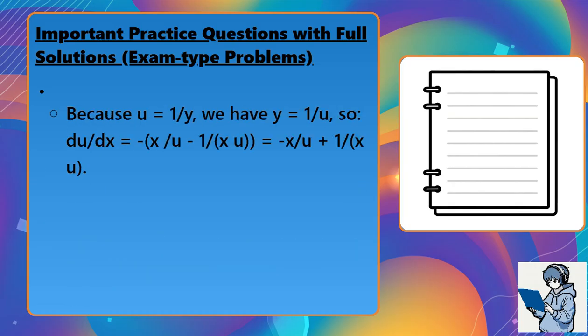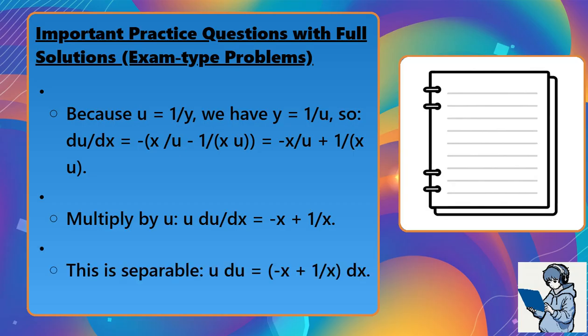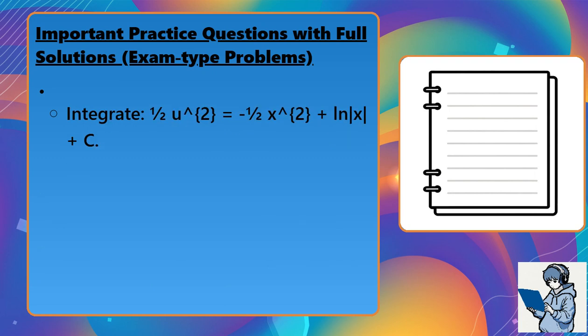Since u equals 1 over y, we have y equals 1 over u. Therefore du/dx equals negative (x divided by u minus 1 divided by x u), which simplifies to negative x over u plus 1 divided by x u. Multiply both sides by u. u du/dx equals negative x plus 1 over x. This equation is separable. u du equals (negative x plus 1 over x) dx. Integrate: 1/2 u squared equals negative 1/2 x squared plus the natural logarithm of absolute x plus constant.